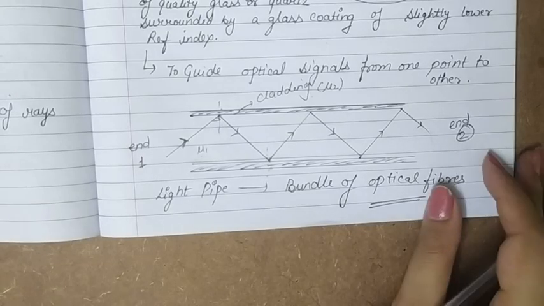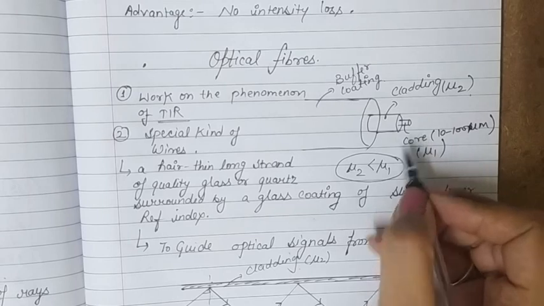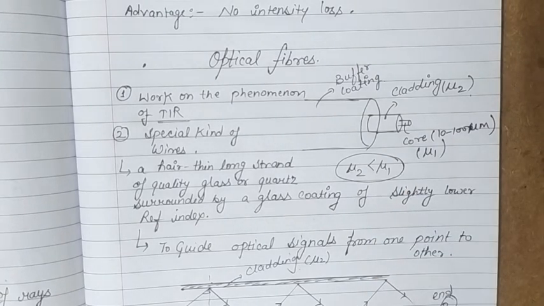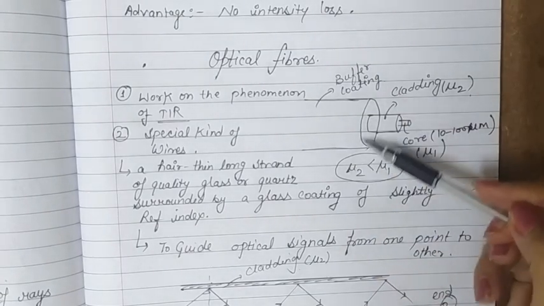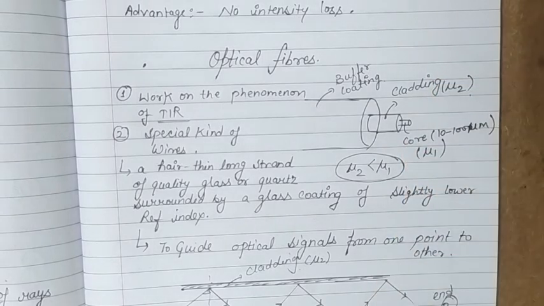They are constructed into three sections actually. Core and cladding are the major part, and there is a coating for protection, safety and strength called buffer coating, and this whole setup is called optical fiber, which is an application of total internal reflection because it is based on the phenomenon of TIR. That's all for the video.